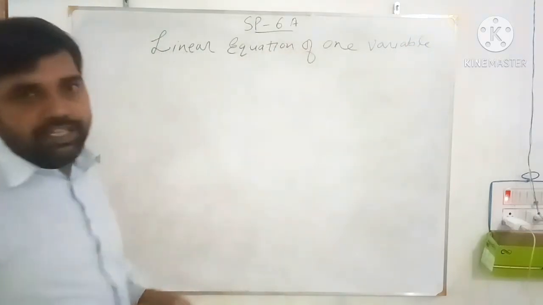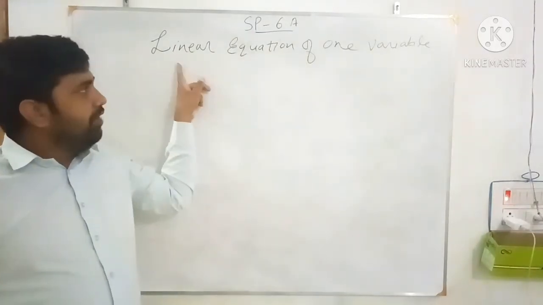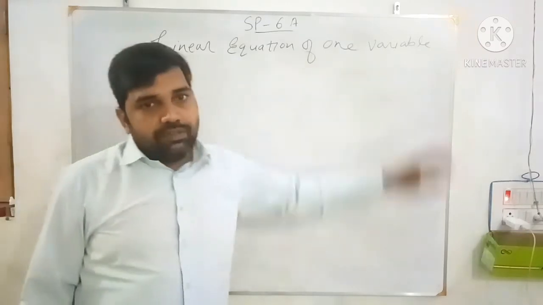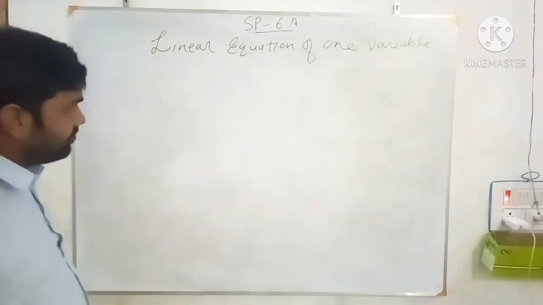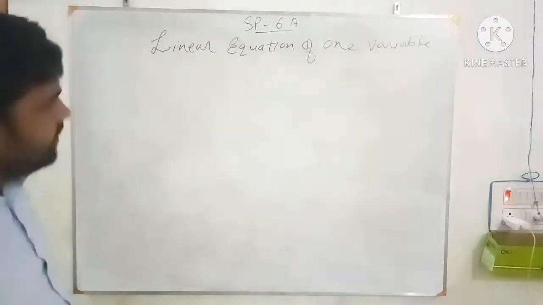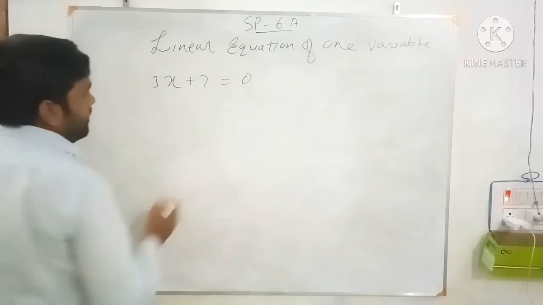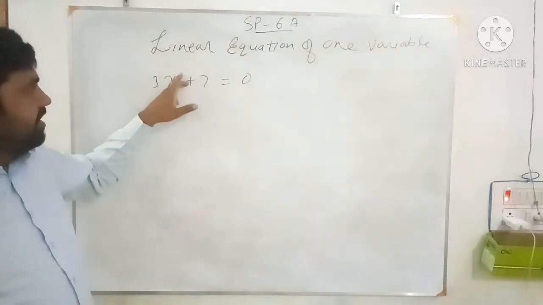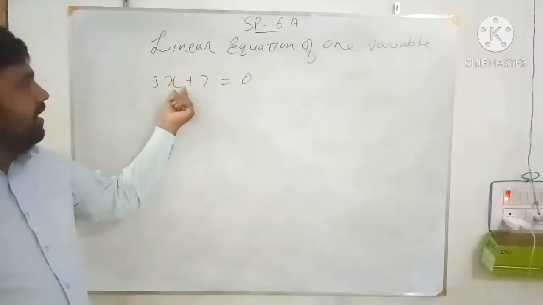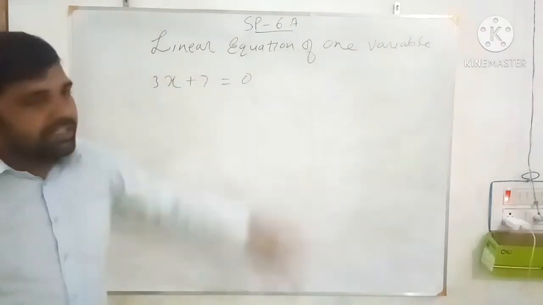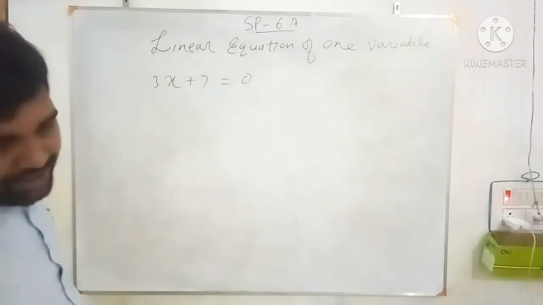So what is the meaning of this linear equation? Linear means an equation having degree 1, and that equation will contain only one variable. For example, suppose 3x plus 7 equals 0. This is our linear equation. The power of the variable x here is, nothing written, that is 1. So this type of equation is called a linear equation, having only one variable x, and the degree of that variable is 1. That is called a linear equation of one variable. If the degree of the variable is 1, that is called a linear equation.